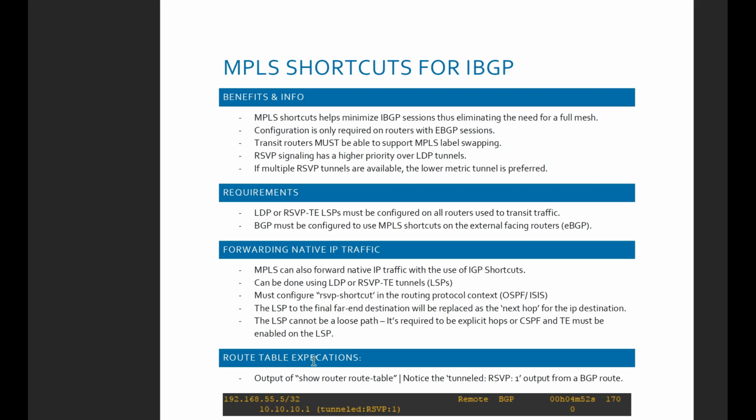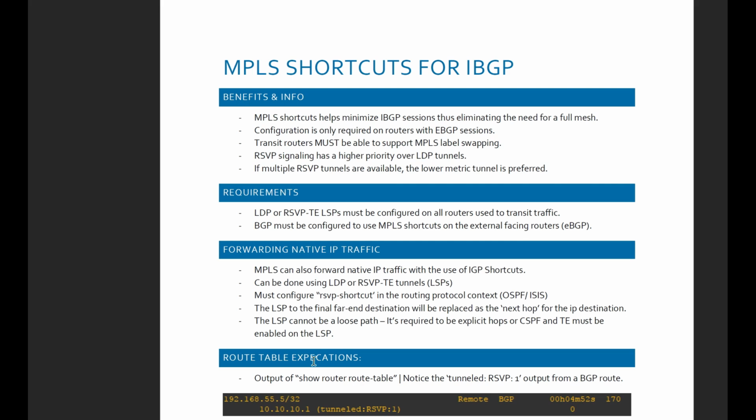shortcuts. The IGP shortcuts will forward with native IP traffic and IP signaling. So this can be done again using LDP or RSVP traffic engineering tunnels. The RSVP shortcut command will be installed inside your OSPF or your ISIS configuration. And the LSP to the final far end destination will be replaced as the next hop in the IP destination. So that's the way it knows how to get to the next hop. It will signal to the LSP.